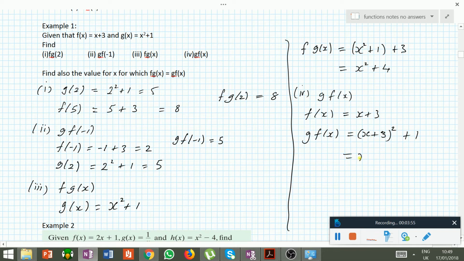Multiply that out: the first term squared is X squared, the second term squared is 9, plus twice their product, which is 6X, and then you still have the plus 1 here that you need to include. You end up with X squared plus 6X plus 10.